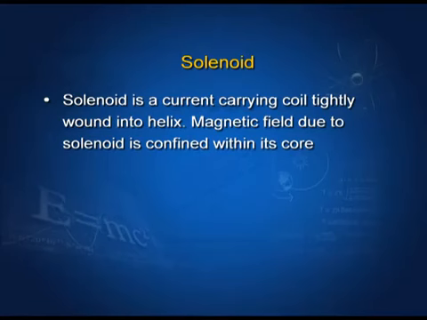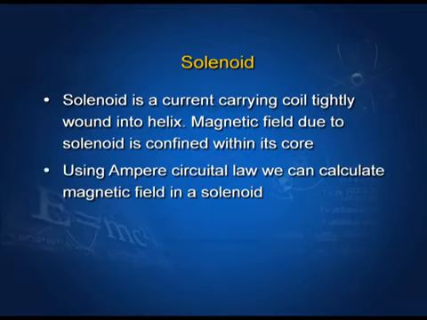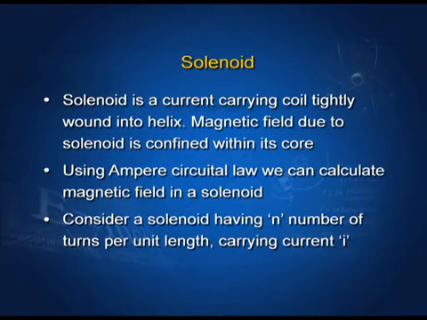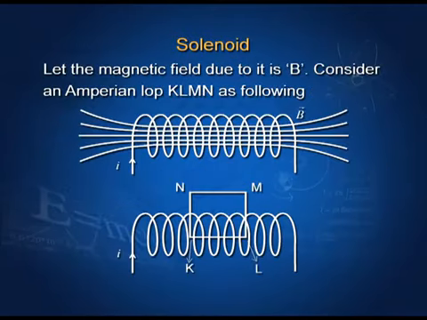Solenoid. This is the next application of Ampere's circuital law. A solenoid is a current carrying coil tightly wound into a helix. The magnetic field due to the solenoid is confined within its core. Using Ampere's circuital law, we can calculate the magnetic field in the solenoid. Consider a solenoid having n number of turns per unit length carrying current I. Let the magnetic field due to the solenoid be B.